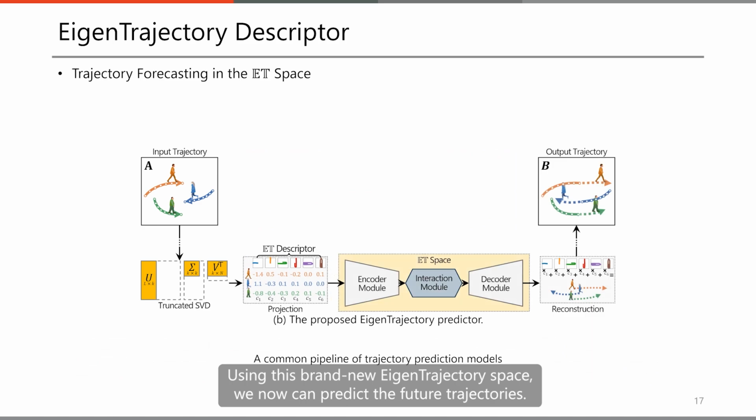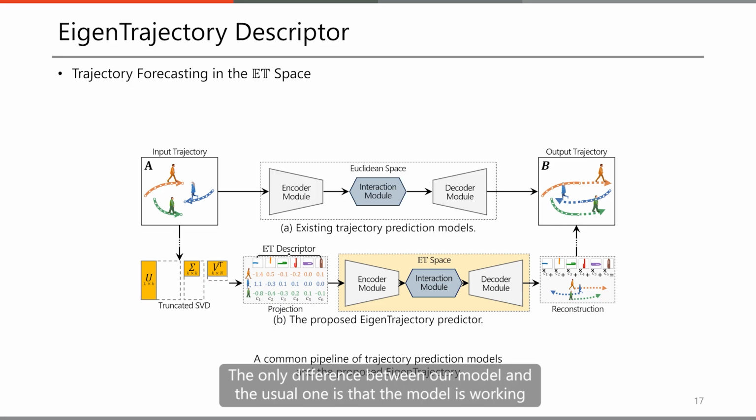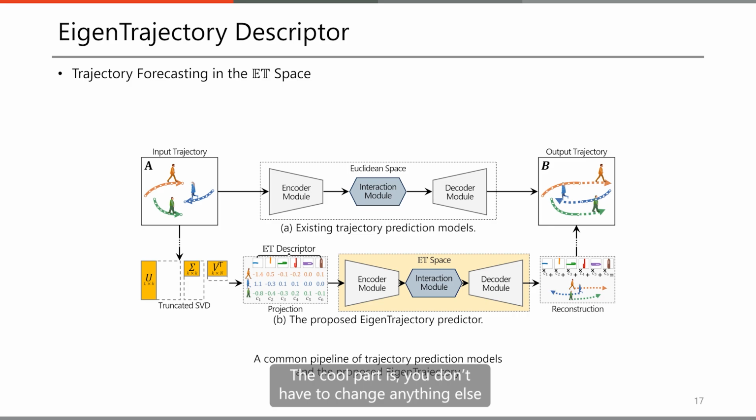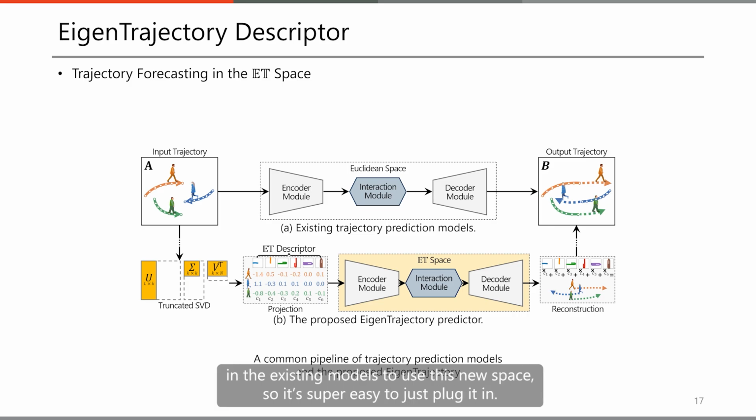Using this brand new EigenTrajectory space, we now can predict the future trajectories. The only difference between our model and the usual one is that the model is working in our new EigenTrajectory space instead of the traditional Euclidean space. The cool part is you don't have to change anything else in the existing model to use this new space, so it's super easy to just plug it in.